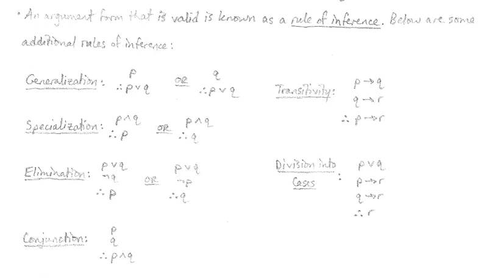The last one is a little bit odd. Not something that we typically use very often, but this is called a division into cases. If I know that P or Q is true, and if I know that P implies R is true, and I know that Q implies R is true, then I know that R has to be true.